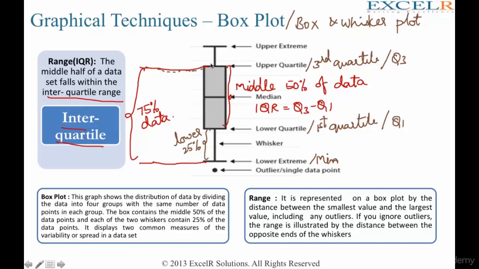And from this upper quartile till the upper extreme, or the maximum value, there would be the upper 25% of the data. And also, a box plot will help you identify the outliers.